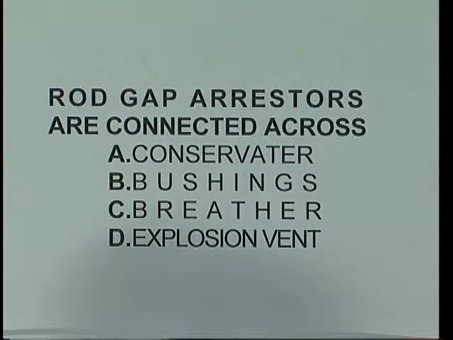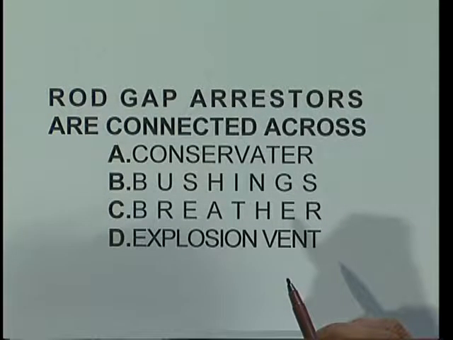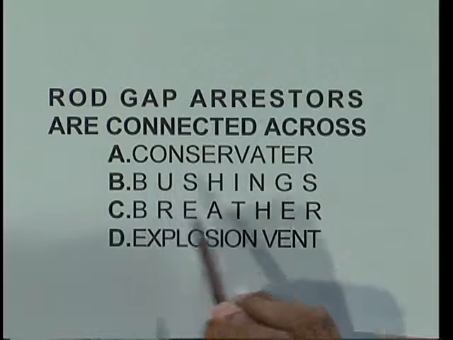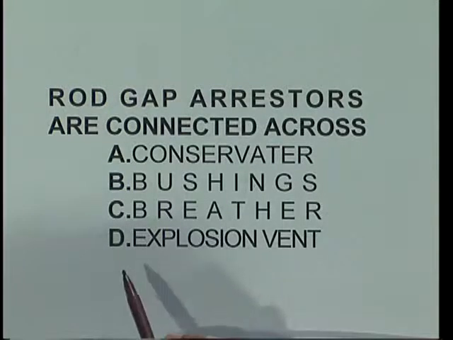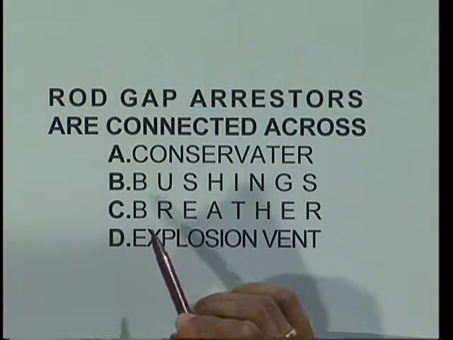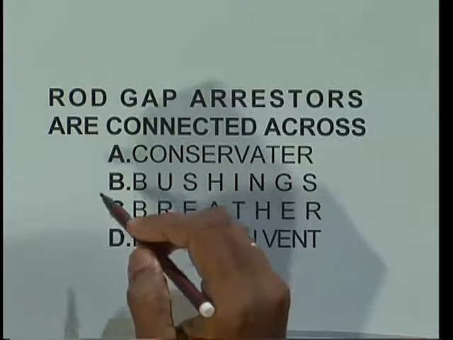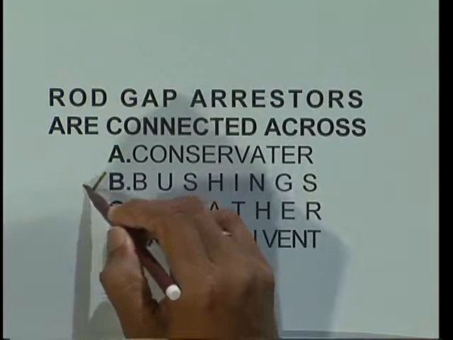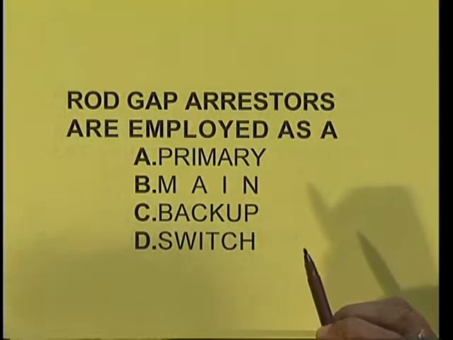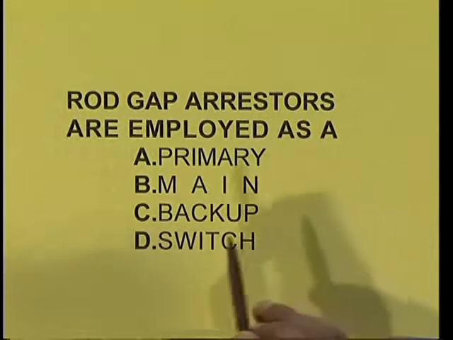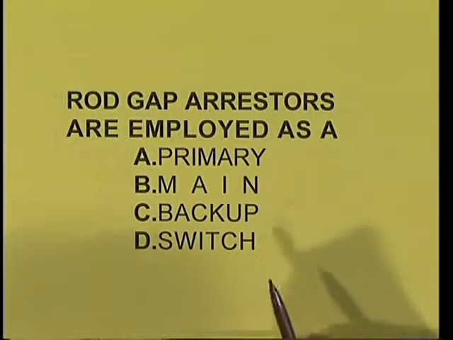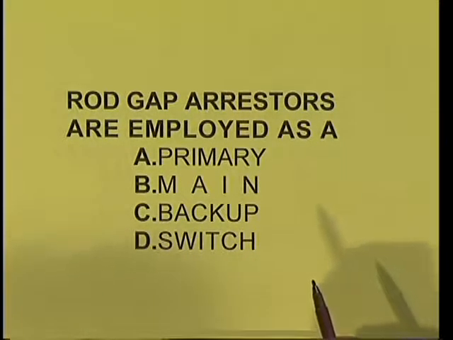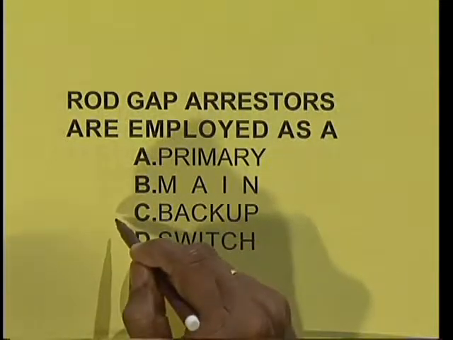And next one is: rod gap arrestors are connected across A. conservator, B. bushings, C. breather, D. explosion vent. So rod gap arrestors are connected across the distribution transformer bushings. The correct answer is B. And next one is: rod gap arrestors are employed as A. primary, B. main, C. backup, D. switch. So rod gap arrestors are employed as backup protection only.